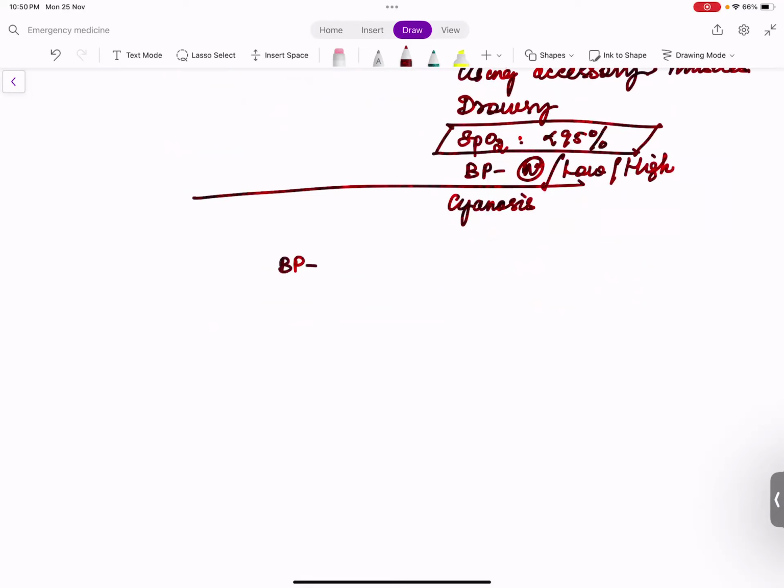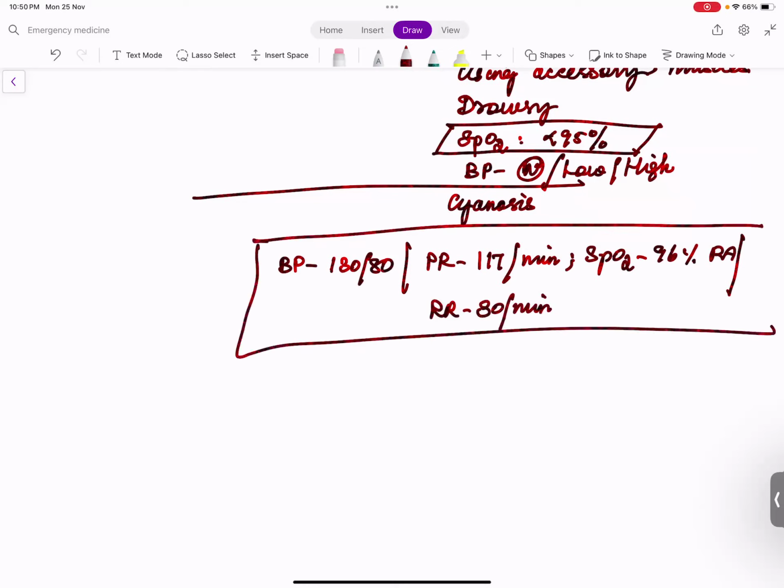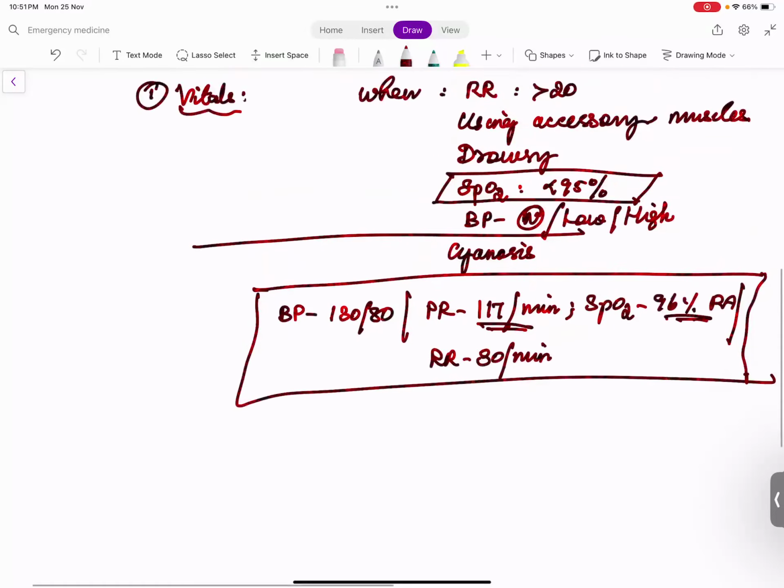For example, assume that the patient's BP is 130/80. His pulse rate is around 117 per minute. You have seen the saturation, it is around 96% in room air. And his respiratory rate was around 30 per minute. So clearly he's in respiratory distress. But as I told you, the other vitals are not so high. Pulse rate is elevated, more than 100. Saturation is a bit in the lower range, but not in the critical range. Less than 95 will be considered critical. So this is the first step.